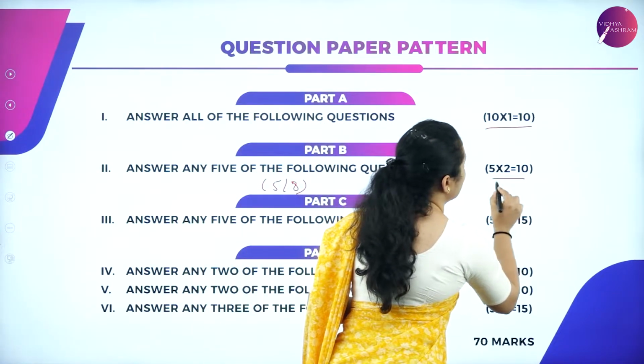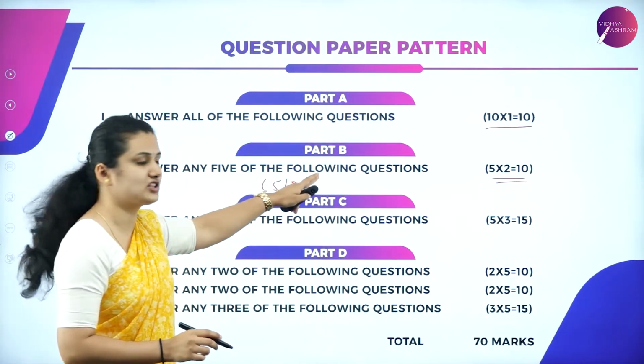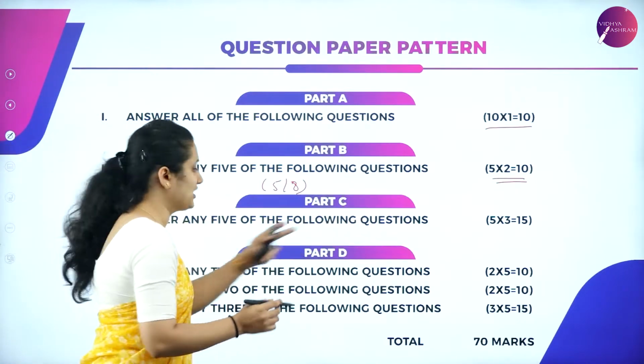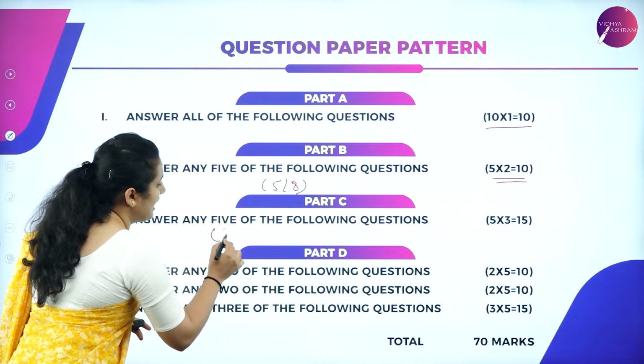That will give you 5 into 2, it is 10. That is the 2 marks question in part B. The third main, you can see, is answer any 5 of the following questions. That is for 3 marks, you will have to answer any 5.